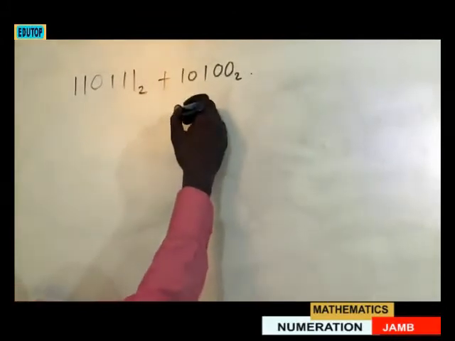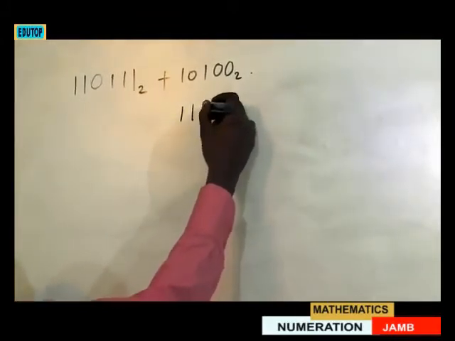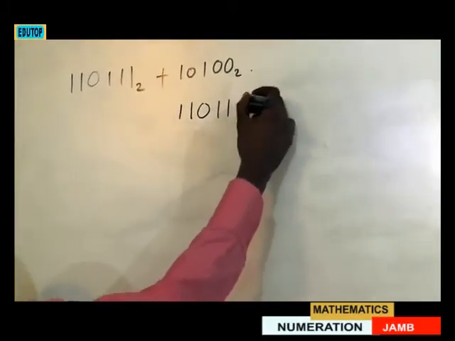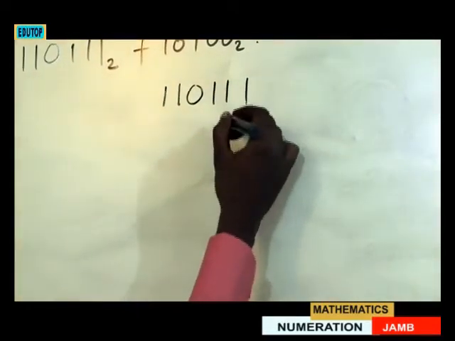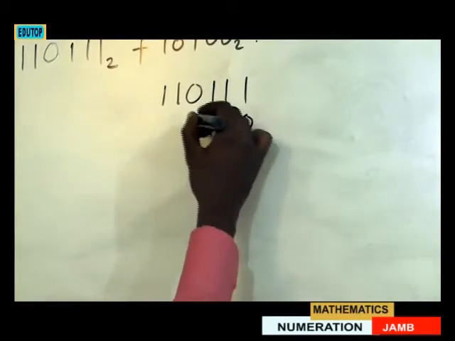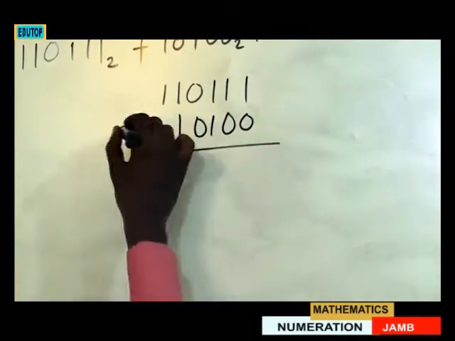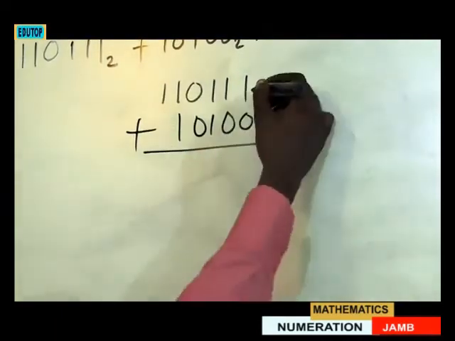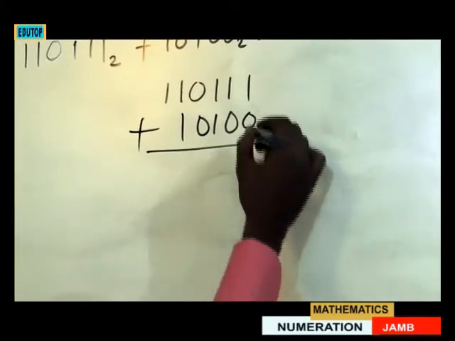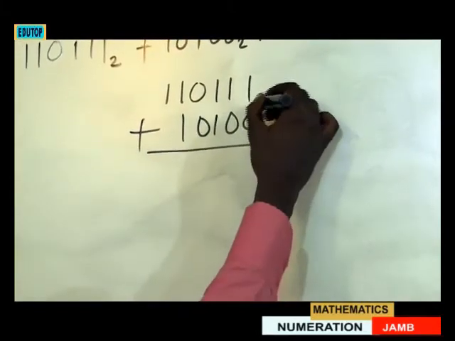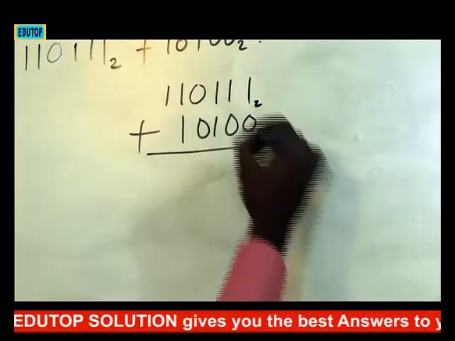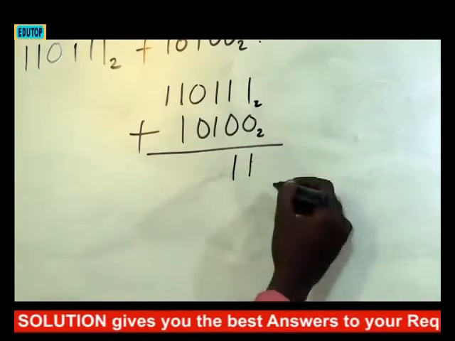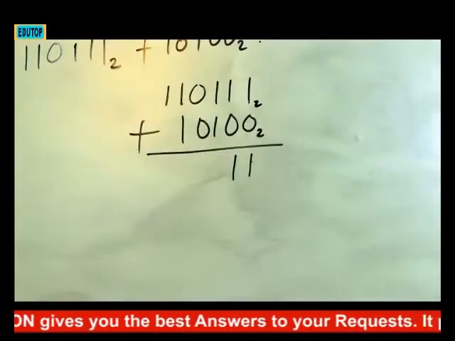So if you are to add them up, we have 11011. Then we have 00101. So we have to add it up. 1 plus 0. It should be noted that we are operating on base 2. So 1 plus 0, 1. 1 plus 0, 1. 1 plus 1, we get 2.